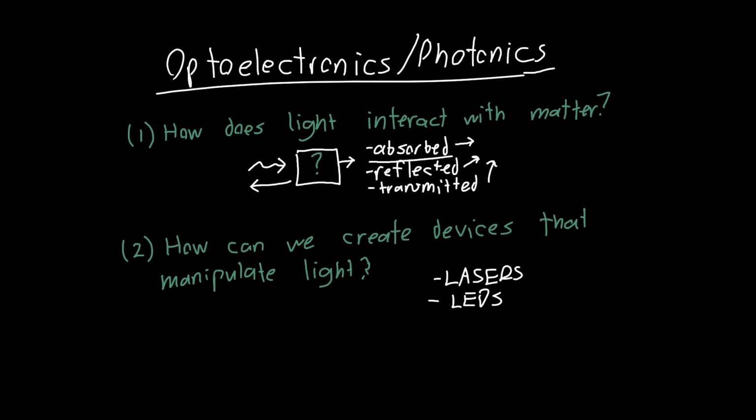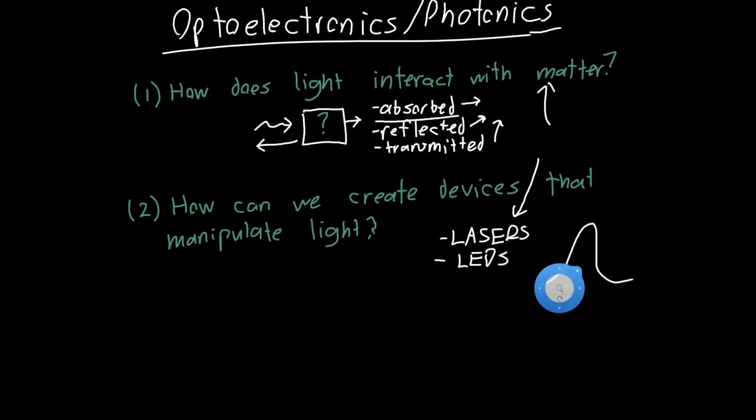And once we understand how light interacts with matter, then we'll be able to start to understand and answer the question of how we would go about designing a laser or an LED, or how we go about analyzing them, like what their limitations are, what their emission or absorption spectrum looks like, and how we expect them to behave in a circuit.